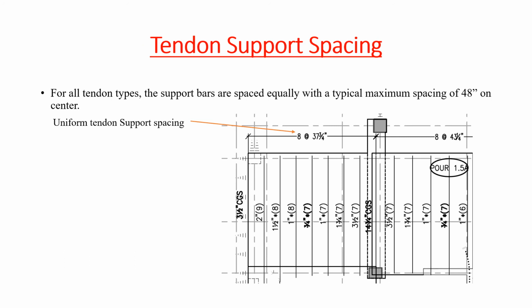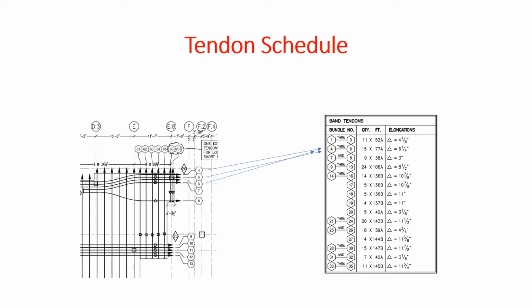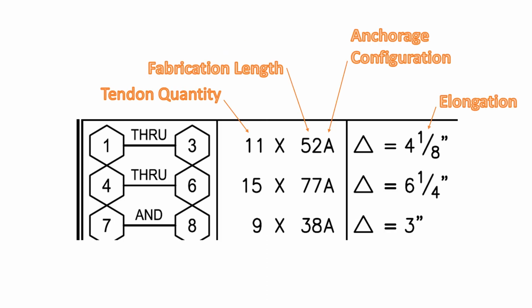For all tendon types, the support bars are spaced equally with a typical maximum spacing of 48 inches on center. Here you can see how the incremented banded tendon support bar spacing is shown on our post-tension plans. The tendon bundle number designation corresponds directly to the tendon schedule shown here. The schedule also gives the tendon quantity per bundle, length of the tendons by bundle, tendon type, and calculated elongation when stressed.